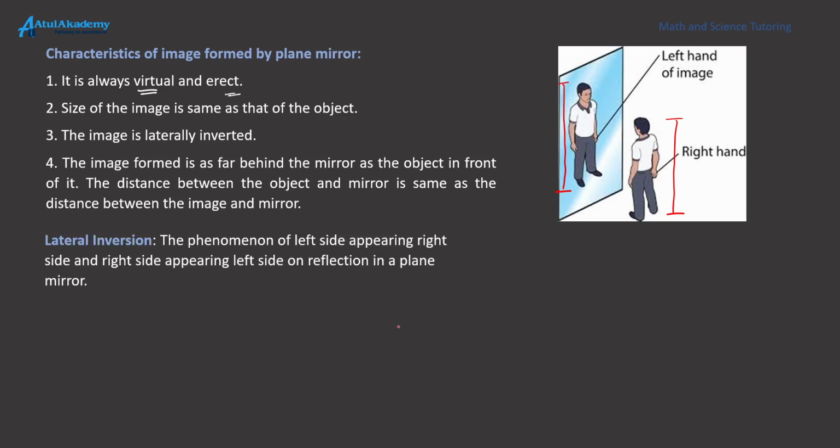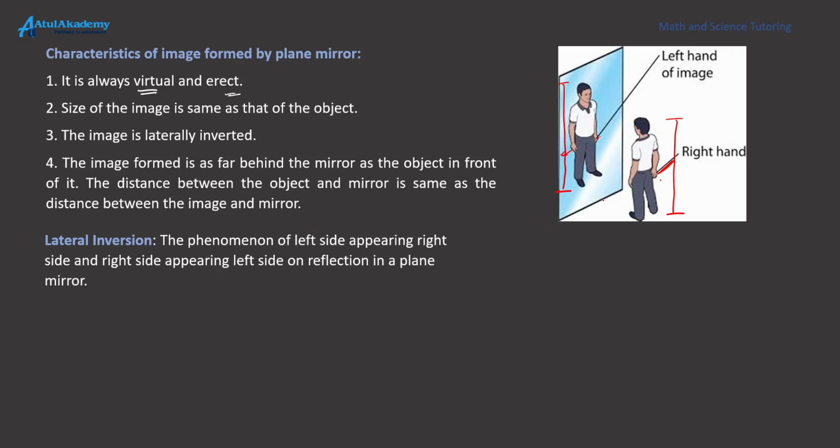What's the meaning of lateral inversion? It is the phenomenon of the left side appearing as the right side and the right side appearing as the left on reflection. If you check over here, this is the right hand of the person, but in the image, the right is shifted over here. This is the left hand. Okay. So this is called lateral inversion.